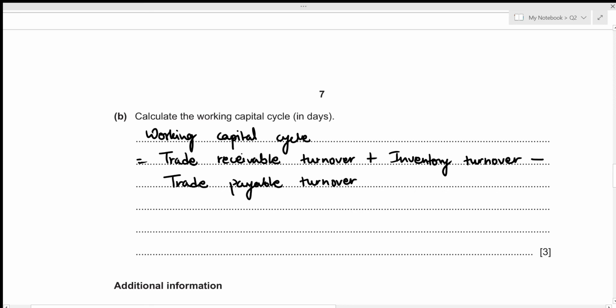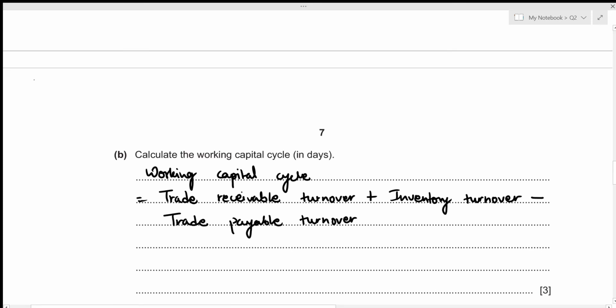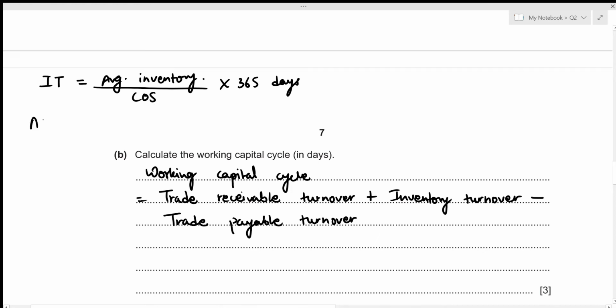So we're given the value for trade receivable turnover and trade payable turnover in the above information section. And now we only need to figure out the value of the inventory turnover. So let's do that. We know that the inventory turnover is just going to be average inventory divided by cost of sales times 365 days. We already figured out our cost of sales in the above information. Now we need to figure out the average inventory. And average inventory is actually just going to be the sum of opening inventory plus closing inventory divided by 2.